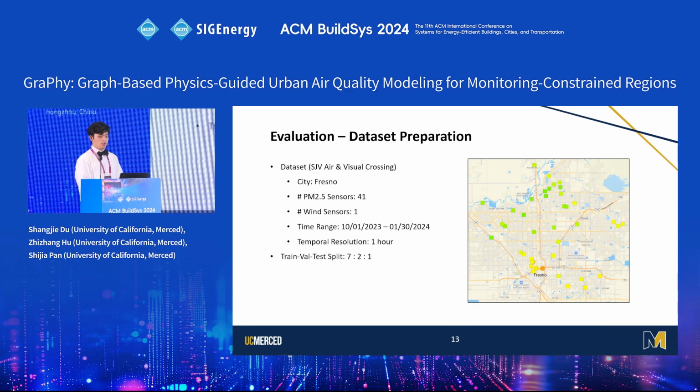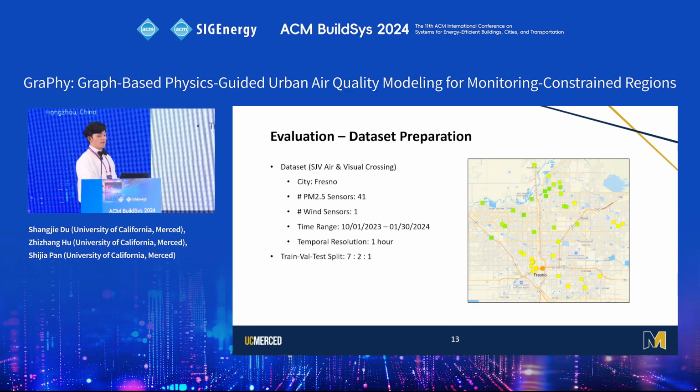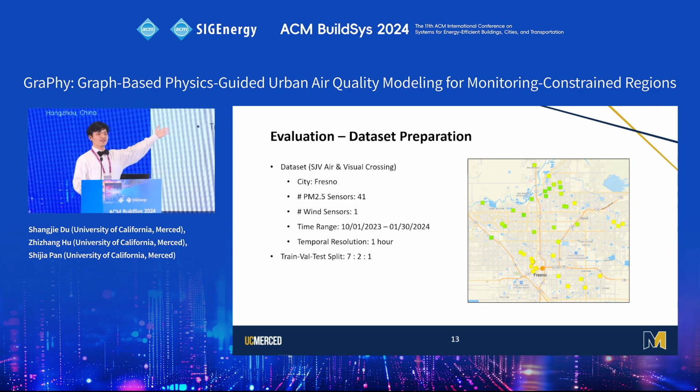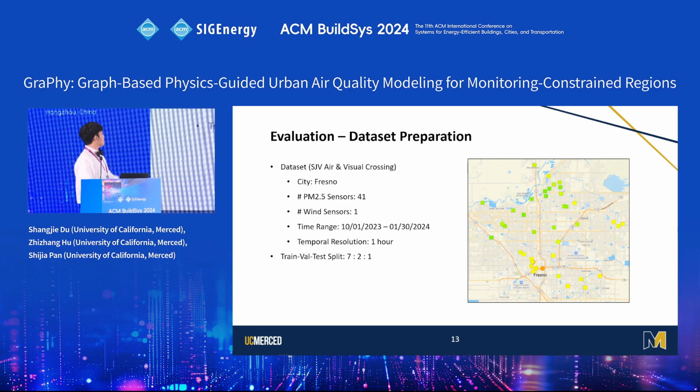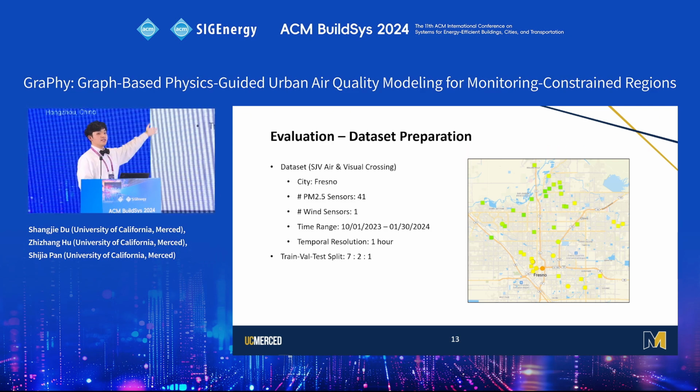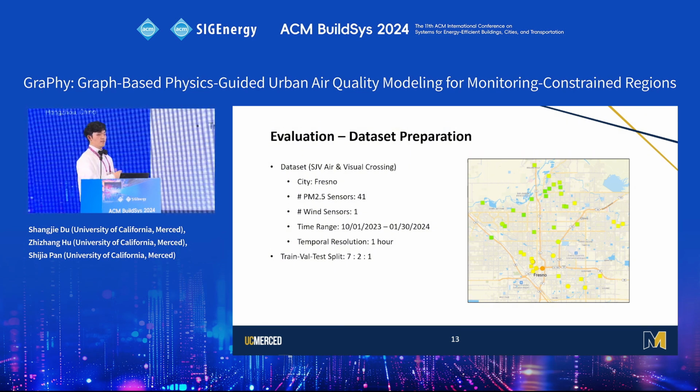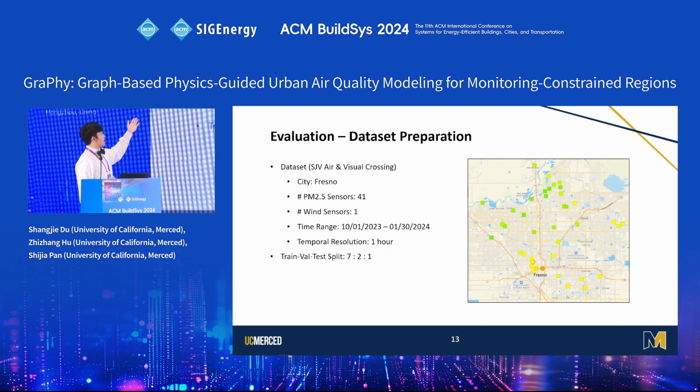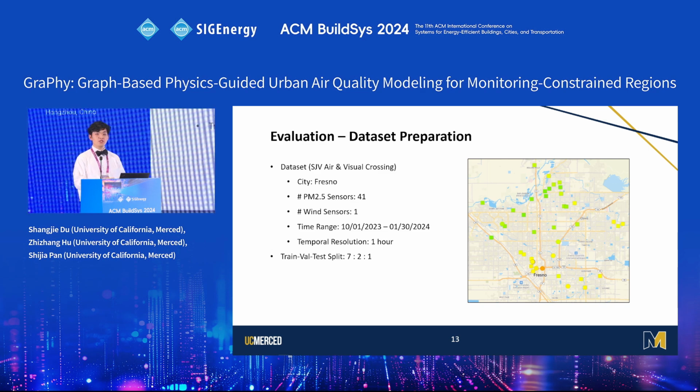To evaluate the solution, we chose a city in the San Joaquin Valley, Fresno. I actually lived here before. There's also a lot of cows near the college here, where we have 41 PM 2.5 sensors, one citywide wind sensor, so that's really important, and the time range of all of winter, basically. And then we have a temporal resolution, a sampling rate of 1 sample per hour, so an hourly sampling rate. And then we have a train validate test split.